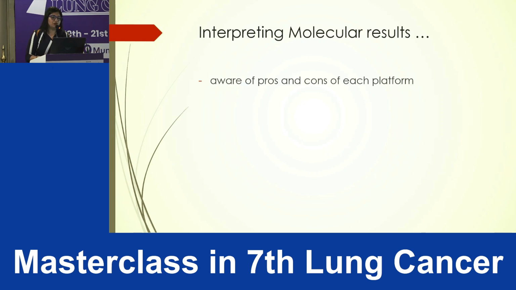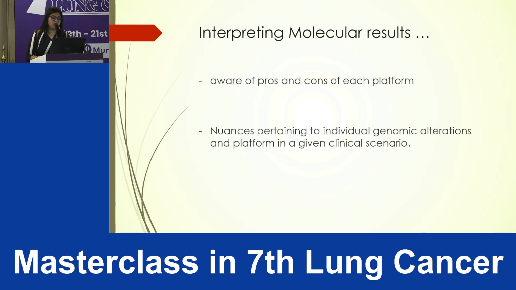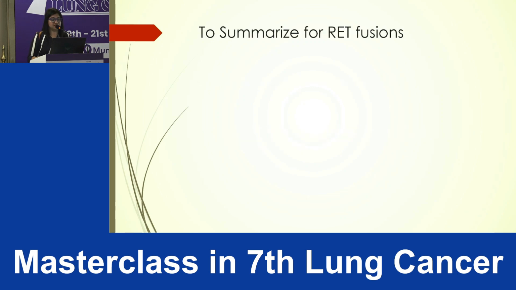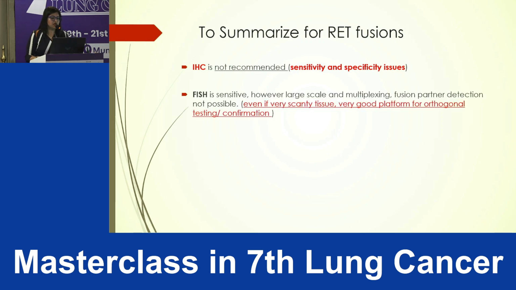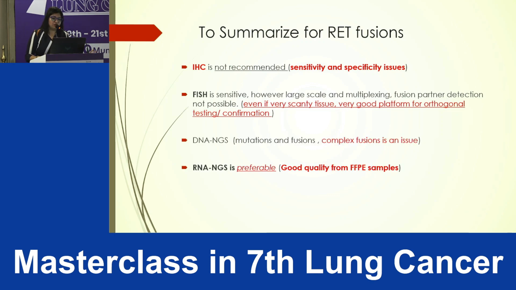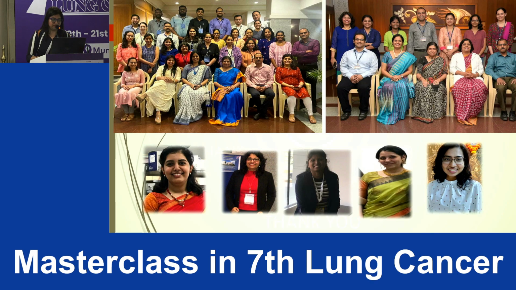So when you interpret molecular results, we have to be aware of pros and cons, and the nuances pertain to an individual genomic alteration and the platform in a given clinical scenario. Here, the biopsy was just done for the NGS testing, and not to confirm whether primary or metastatic. So to summarize, IHC is not recommended. Even FISH, being sensitive, is not recommended for RET fusion testing. DNA NGS can be performed, but RNA NGS is preferable. Thank you.